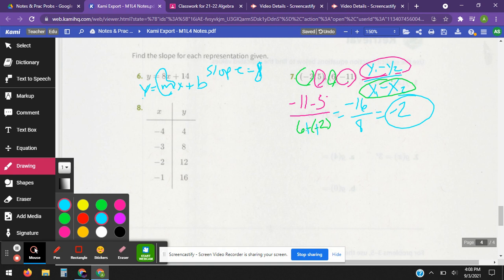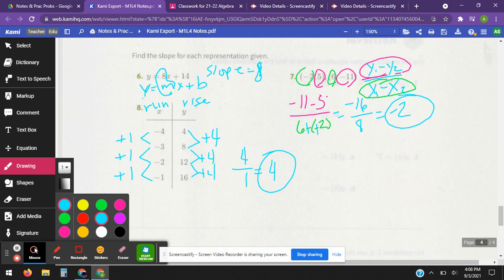And last one, let's see, we're going up by ones, plus 1, plus 1, plus 1. So we have our rise over run. So this is a plus 4, plus 4, plus 4. So our rise is 4 over 1, which equals a slope of 4.